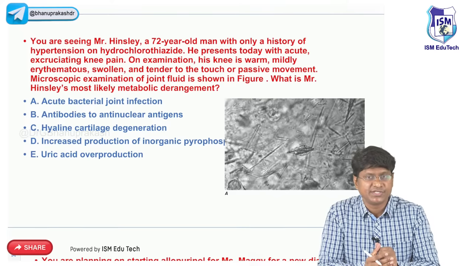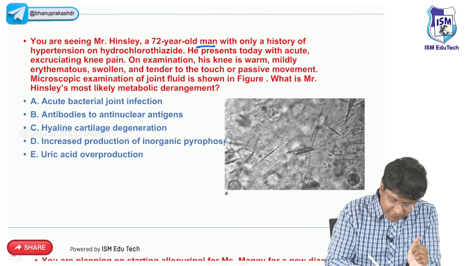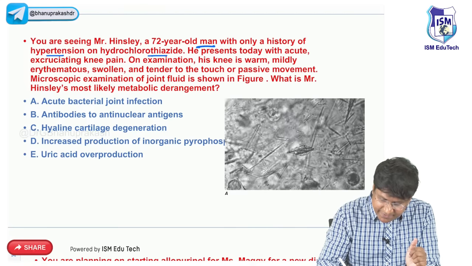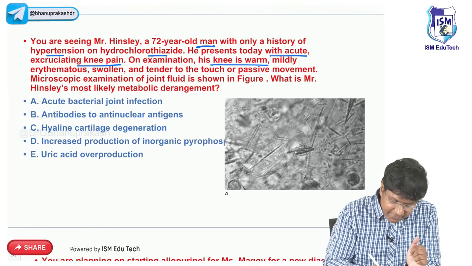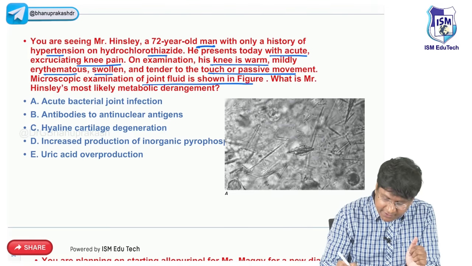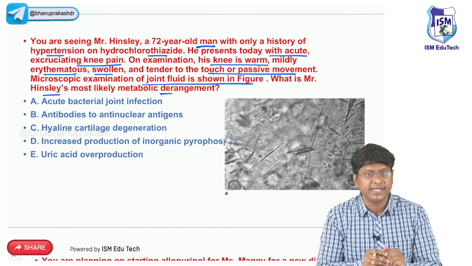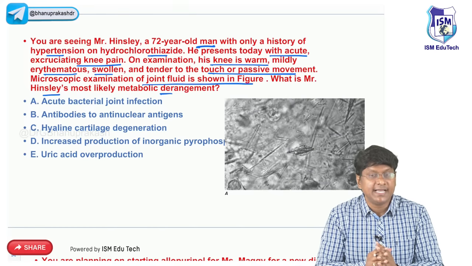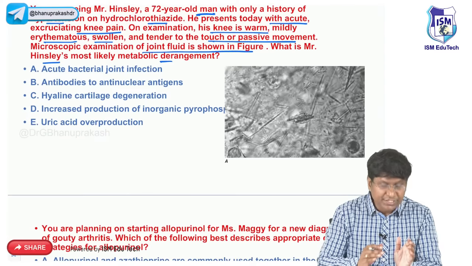Okay, you are seeing Mr. Hensley, a 72-year-old man with only a history of hypertension on hydrochlorothiazide. He presents today with acute excruciating knee pain. On examination, his knee is warm, mildly erythematous, swollen, and tender to touch or passive movement. Microscopic examination of the joint fluid is shown in the figure. What is Mr. Hensley most likely to have? Metabolic derangement, acute bacterial joint infection, antibodies to antinuclear antigen, hyaline cartilage degeneration, increased production of inorganic pyrophosphate, or uric acid overproduction.